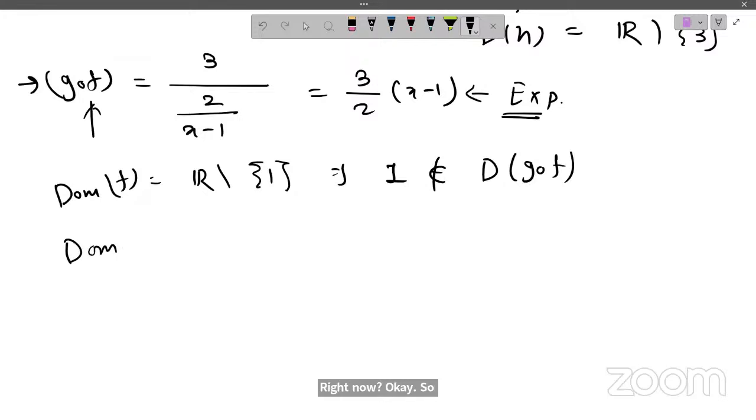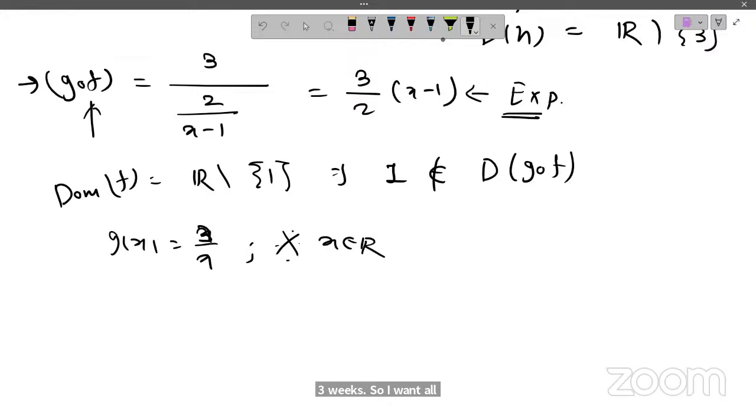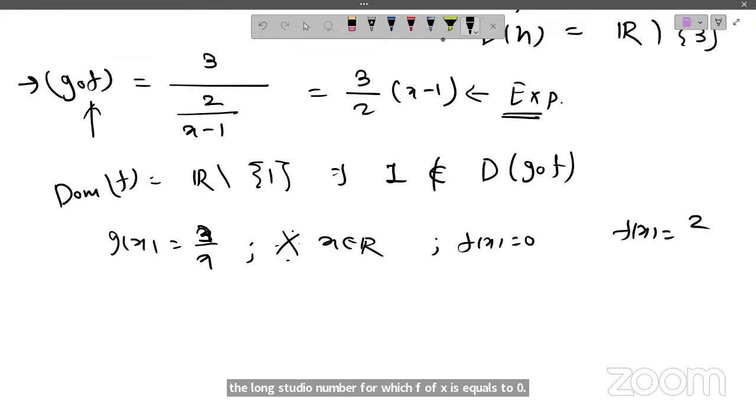I want to find those points at which g of x is not defined. So g of x is our 3 by x. I don't want all those x belonging to real numbers for which f of x is equal to 0. But as you can see, our f of x is just 2 upon x minus 1, so it cannot be equal to 0 at any point. So we can take all the real numbers. That means there does not exist any such x such that f of x is equal to 0.